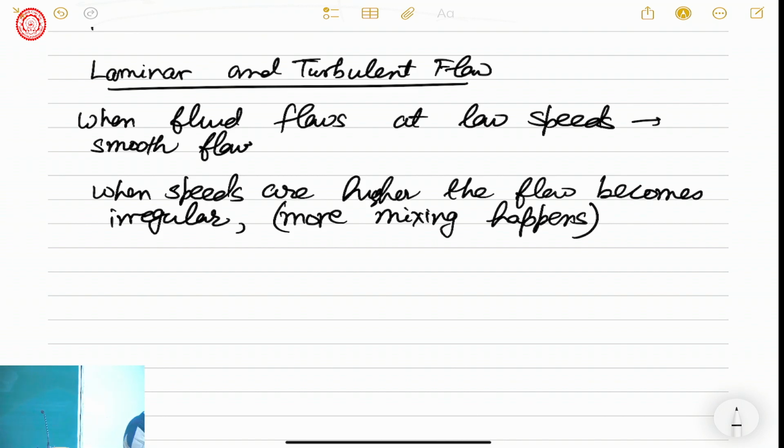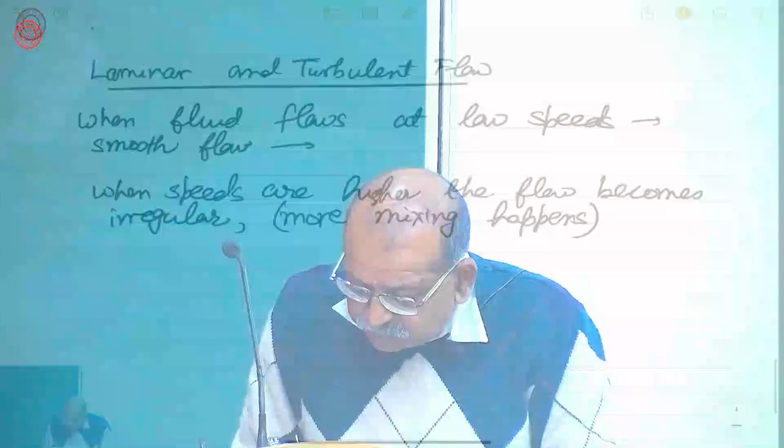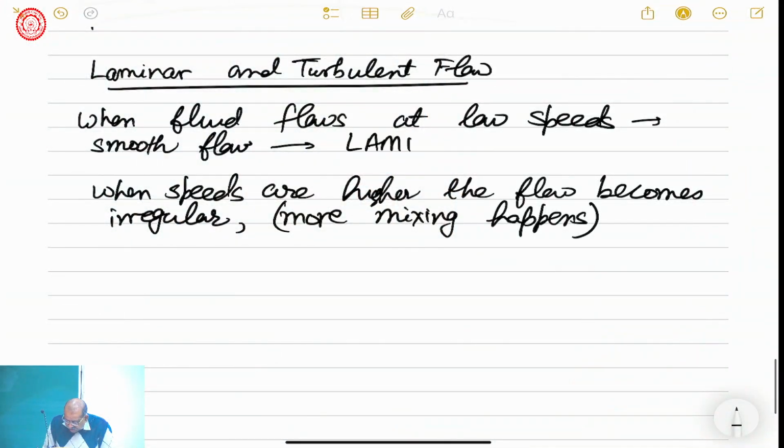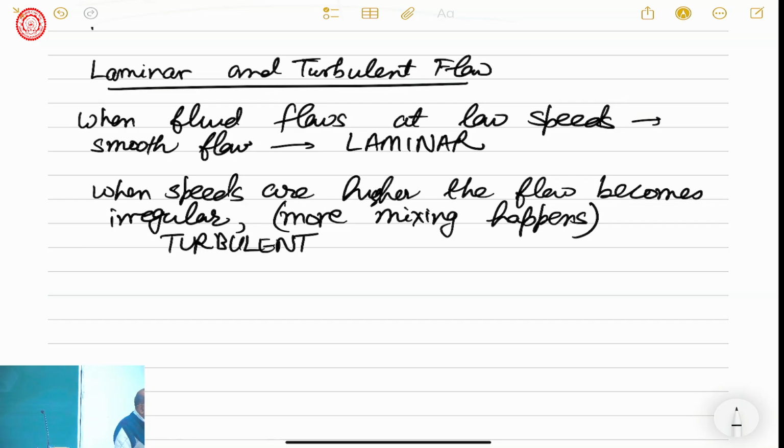In a smooth flow, the fluid flows as if it is flowing in layers. Layers are called lamina, and that is why the smooth flow, we call it a laminar flow. And when speeds are higher, it becomes turbulent. Can anyone think of any example where such a thing is visible? All of you must have seen it.